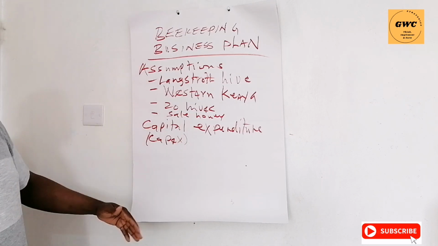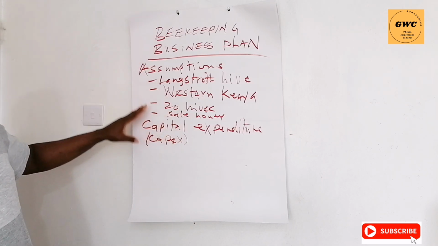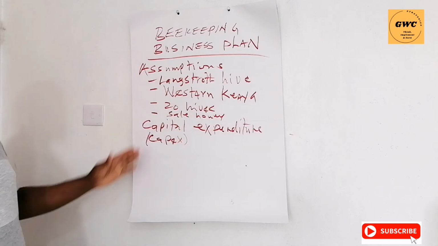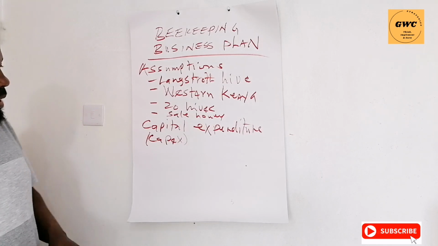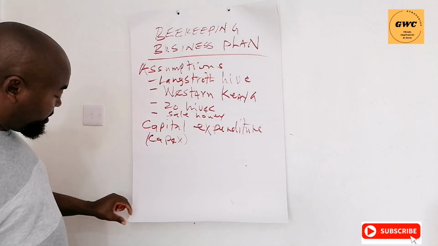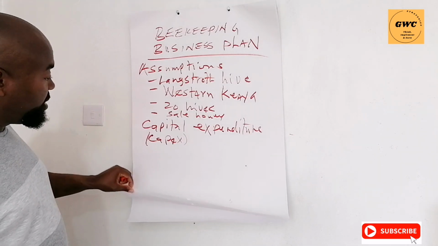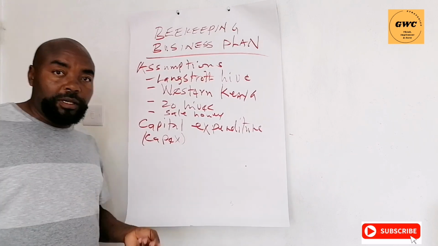So you see these assumptions: Langstroth hive, Western Kenya, 20 hives, sale of honey, and let's look at the capex. Of course, I think I'm running out of space. So we will do a table, a simple table.